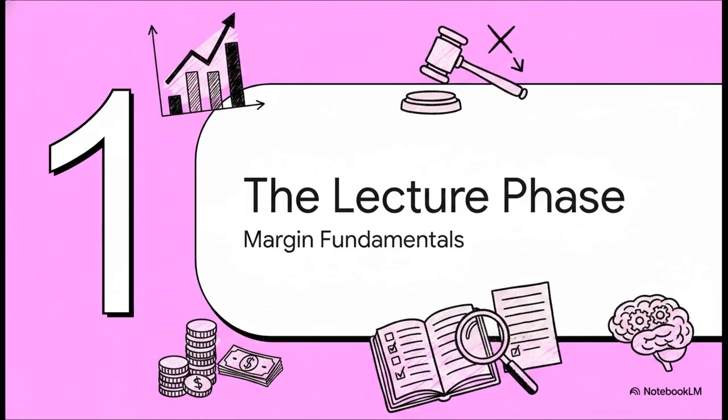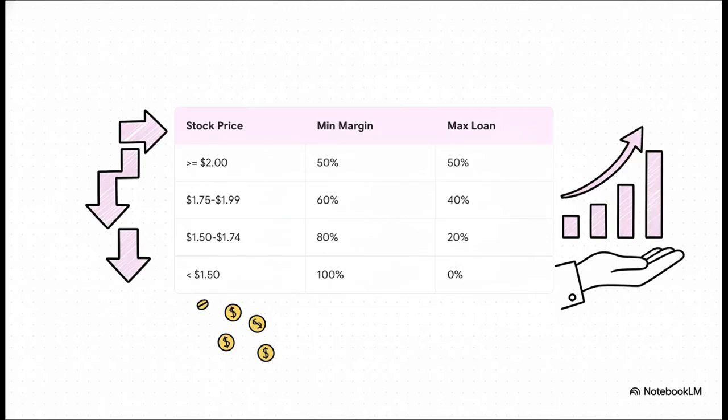Margin Rule Fundamentals. Listen closely to this, because failing to grasp the hard rules of margin accounts is exactly where so many candidates immediately lose their marks. You absolutely must memorize the tiered long margin requirements. It is not just one flat rate. When a stock is trading at $2 and over, your minimum margin required is 50%, meaning the dealer is perfectly happy to loan you the other 50%.